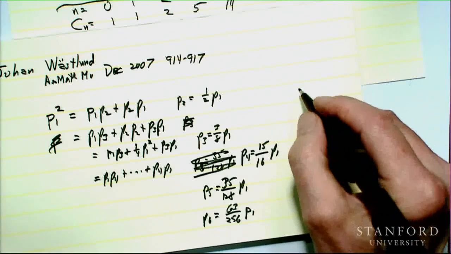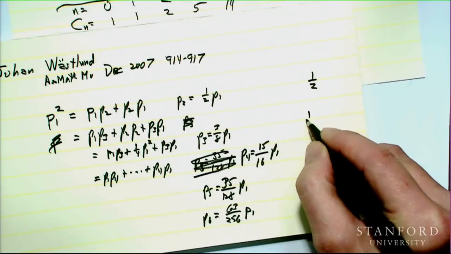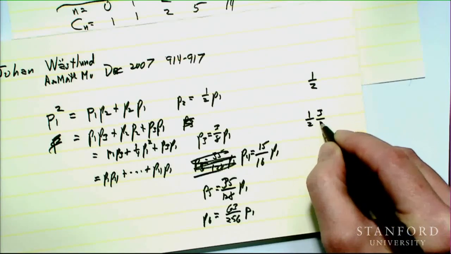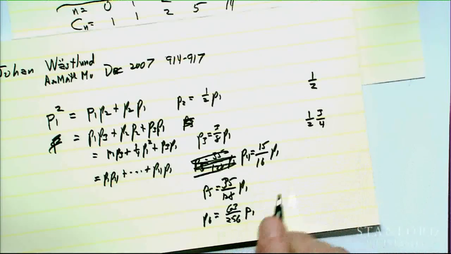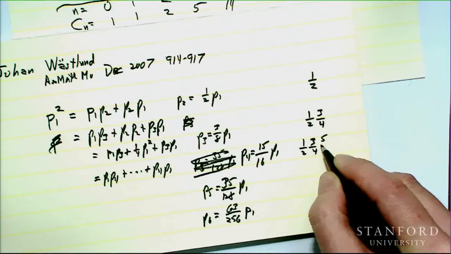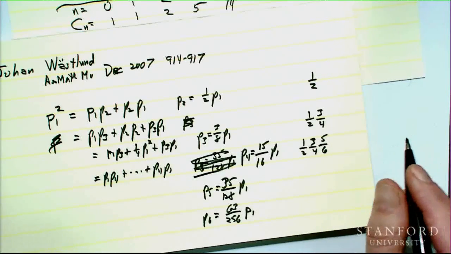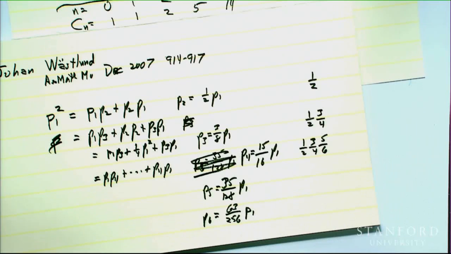So if you look at it a little more, this is 1/2. Then 3/8 happens to be 1/2 times 3/4, and 15/16 turns out to be 1/2 times 3/4 times 5/6. And you might notice a pattern at this point. What do you think P5 is going to be?